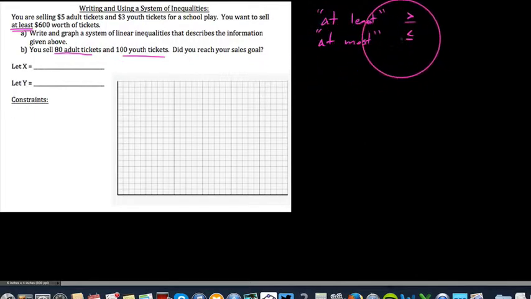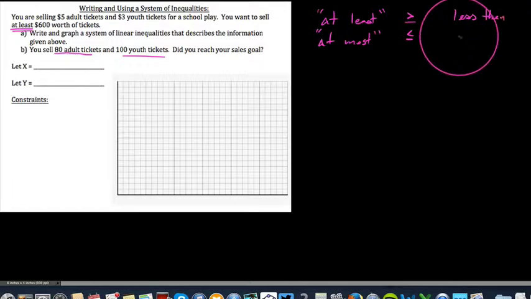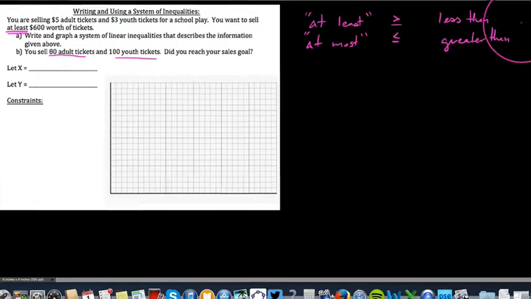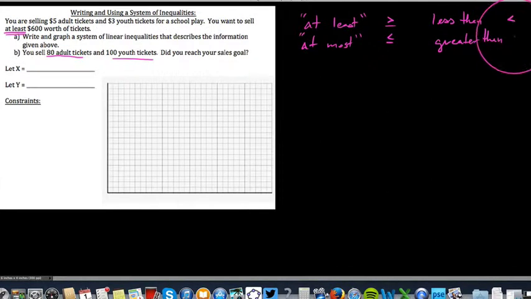If I want strictly less than or greater than, we just flat out say "less than" and "greater than." So this is how you'll probably see these things spoken in a sentence. We say less than, greater than. Okay, so write those things down.